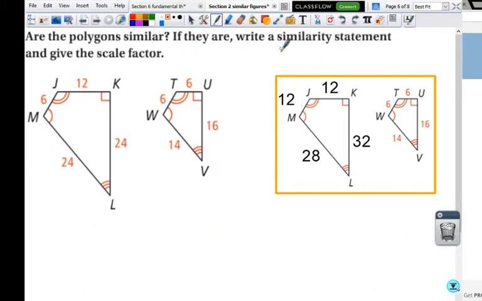All right. I want you to look at this one over here in the box, and this one is a little different just because there are 4 sides. That's the only difference. So I want you to tell me: are they similar? Yes or no? If they are, write a similarity statement, which is that thing that had the little squiggly, and then give the scale factor, which is whatever your ratios equal.